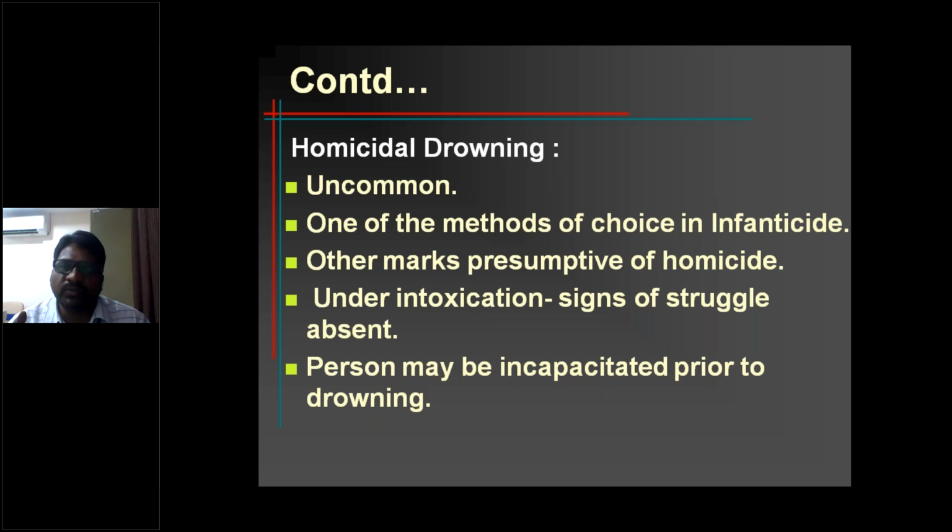Other marks of presumptive homicide may be seen, such as signs of struggle, and small injuries may be present from holding the baby to drown. Force into the water may be seen in the case of an infant. Under intoxication, signs of struggle are absent. A person under the influence of alcohol or any other drugs can easily be killed by drowning. He is an incapacitated person. A person may be incapacitated and then drowned. He may be dead. Homicidal drowning is possible.